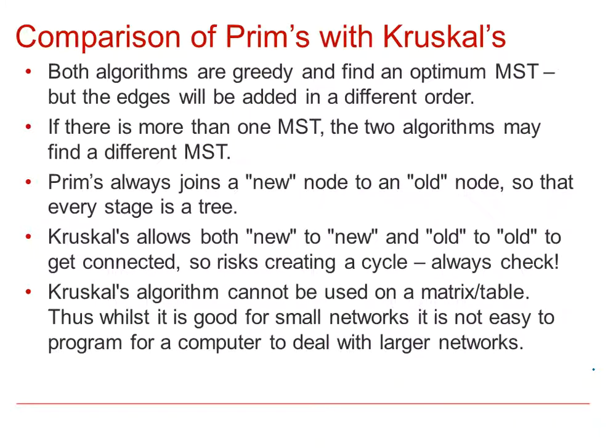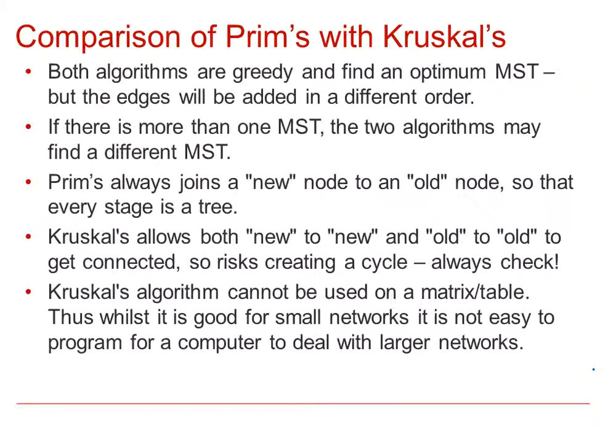So finally, just comparing Prim with Kruskal. Both algorithms are greedy algorithms and find an optimum minimum spanning tree, but the edges will be added in a different order depending on the algorithm. If there is more than one minimum spanning tree, the two algorithms may find a different minimum spanning tree, but it will have the same value.